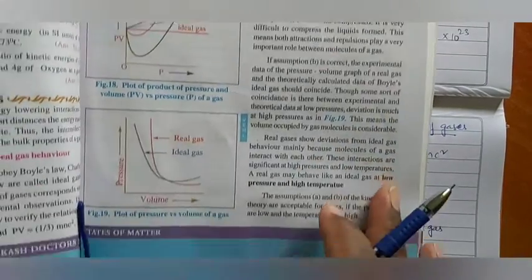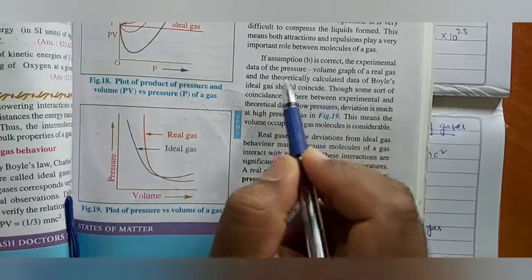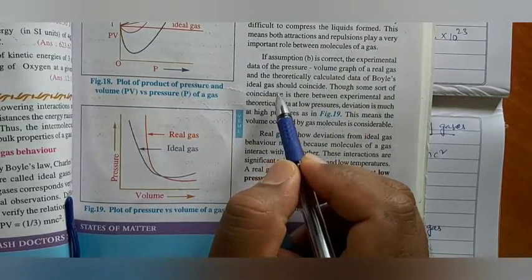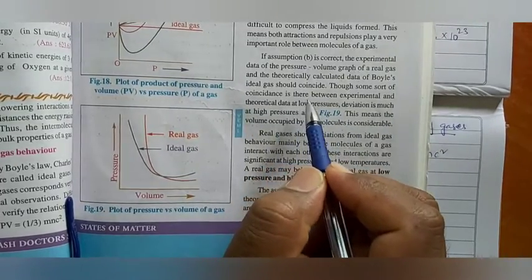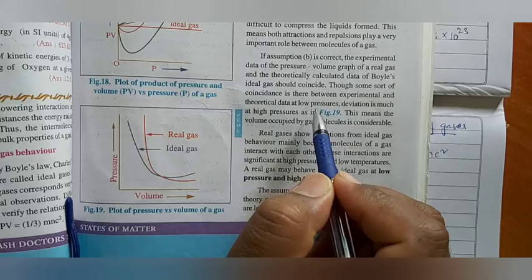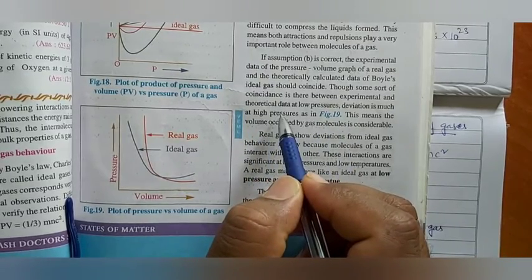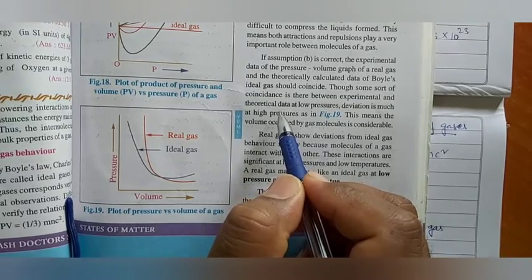Next one, if assumption B is correct, the experimental data of the pressure-volume graph of a real gas and the theoretical calculated data of Boyle's ideal gas should coincide. Though some sort of coincidence is there between experimental and theoretical data at low pressures, deviation is much more at high pressures. What did I say? Real gases behave like ideal gases at low pressures only.